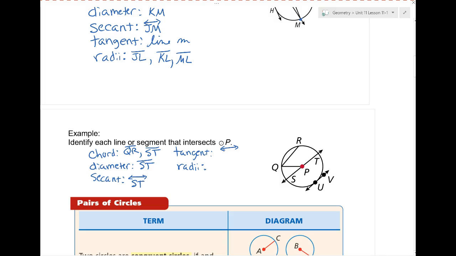Remember, those are both capital letters, so you have to name it with 2 points. So it'd be line what? UV. What's your point of tangency for that? Point U. All right, what's the radii for this? QP, SP, and which one? TP.